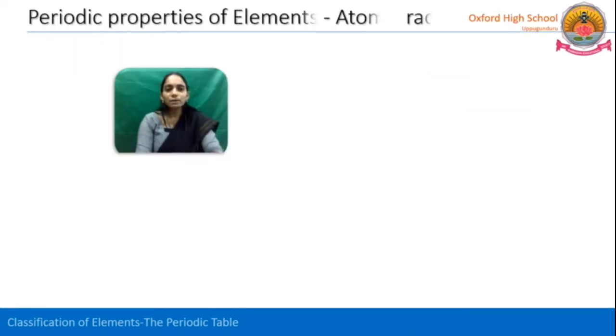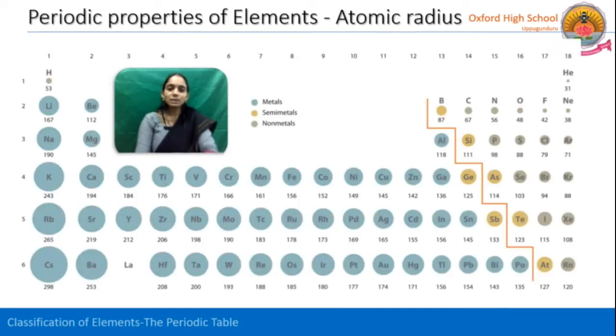Today what we learned is how the atomic radius trends in periods and groups. This is the periodic table. See here, from hydrogen to cesium, from top to bottom in a group, all the elements' size is increasing, whereas across the period, from left to right, see here for the second period and third period, the atomic radius is decreasing. You can see the size of the atom decreasing gradually.